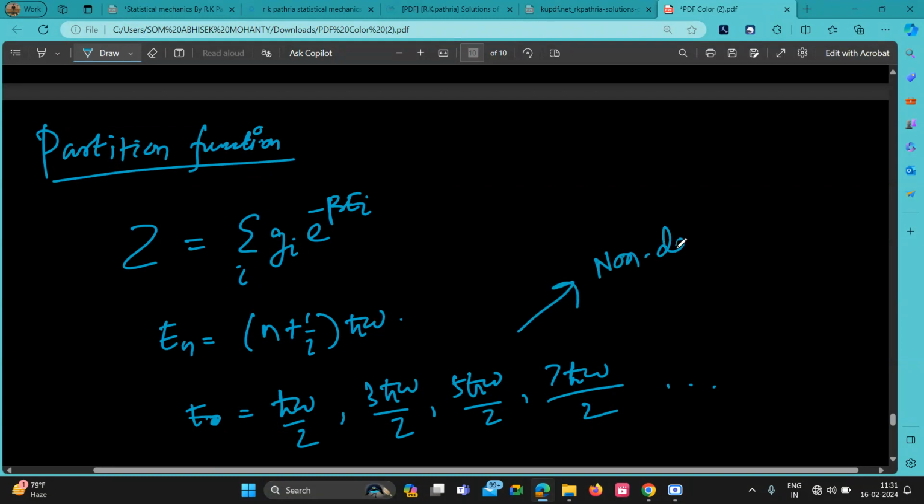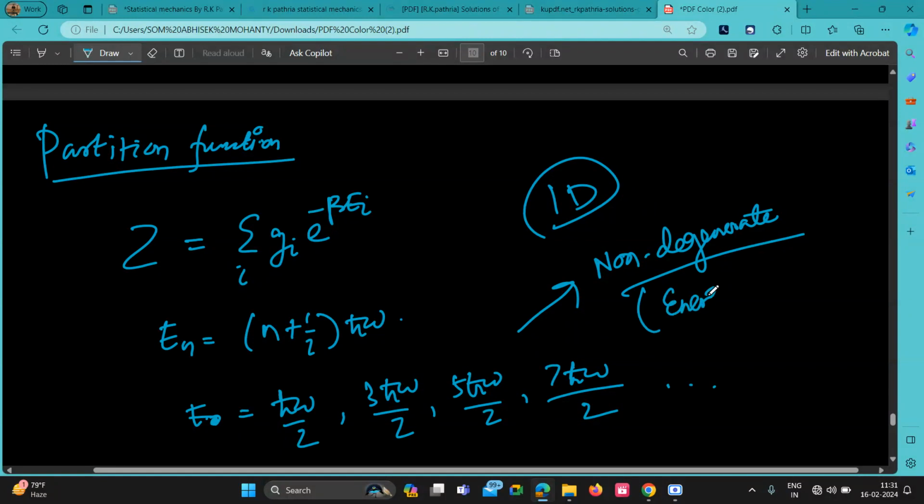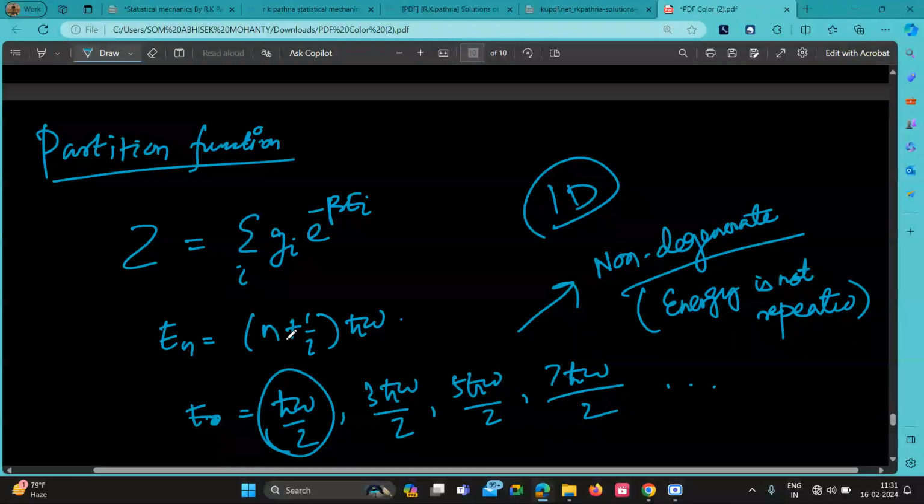These are non-degenerate for the 1D case because this is a 1D harmonic oscillator. Non-degenerate means there is no degeneracy. That means the energy is repeated only once. Energy is not even repeated, only one energy value. That means ħω/2 is only there once. There is no other value of n for which the energy will be ħω/2.